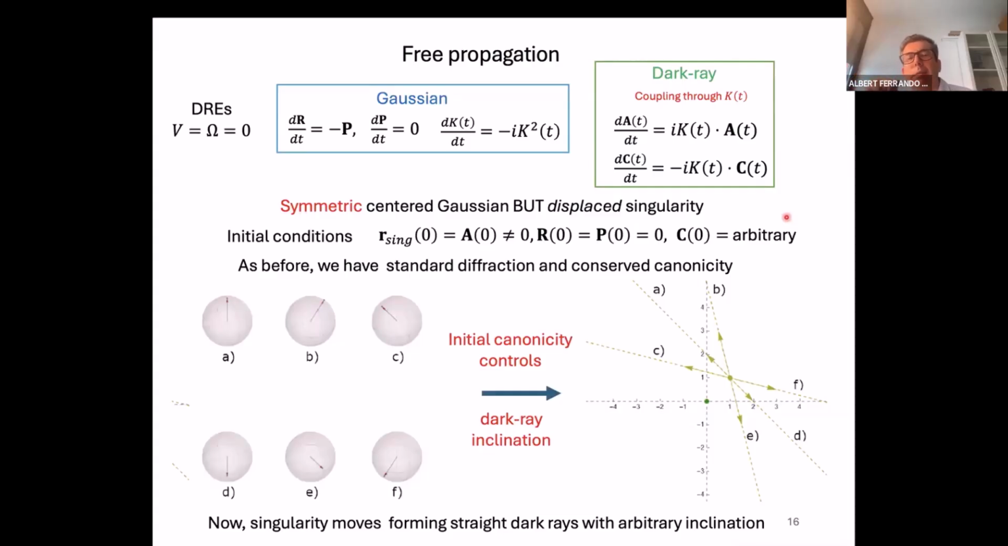I will introduce complexities step by step. If you just displace the singularity, what happens is that you still get straight dark ray propagation, but now the fact that you get an arbitrary initial condition will change the inclination of this dark ray. So it's easy to check, as you change the canonicity of your initial singularity, the trajectories are moving. The dark ray is displaced initially, so you start here, but you see the inclination of these trajectories will change depending on the canonicity. So this is the simplest example of how canonicity can change the behavior of the trajectory.